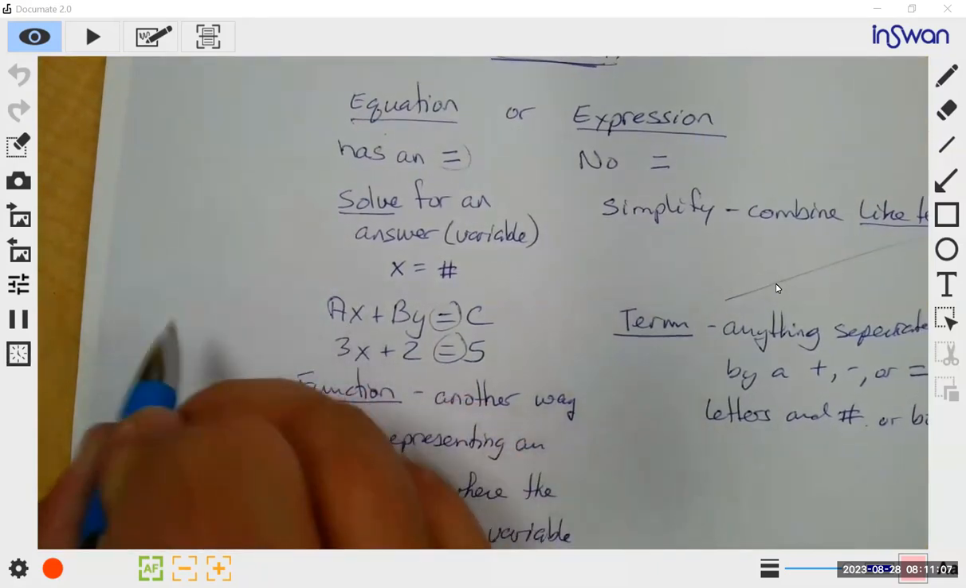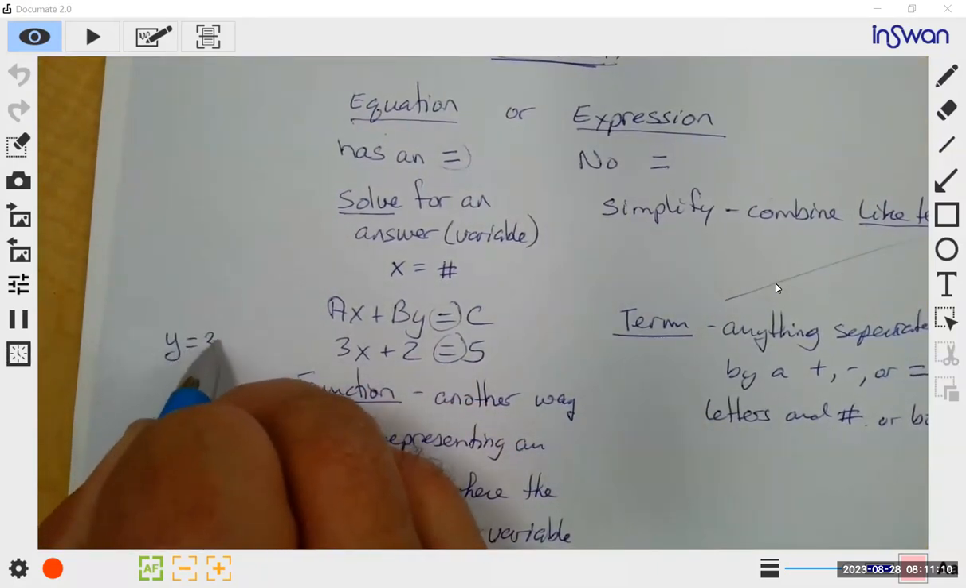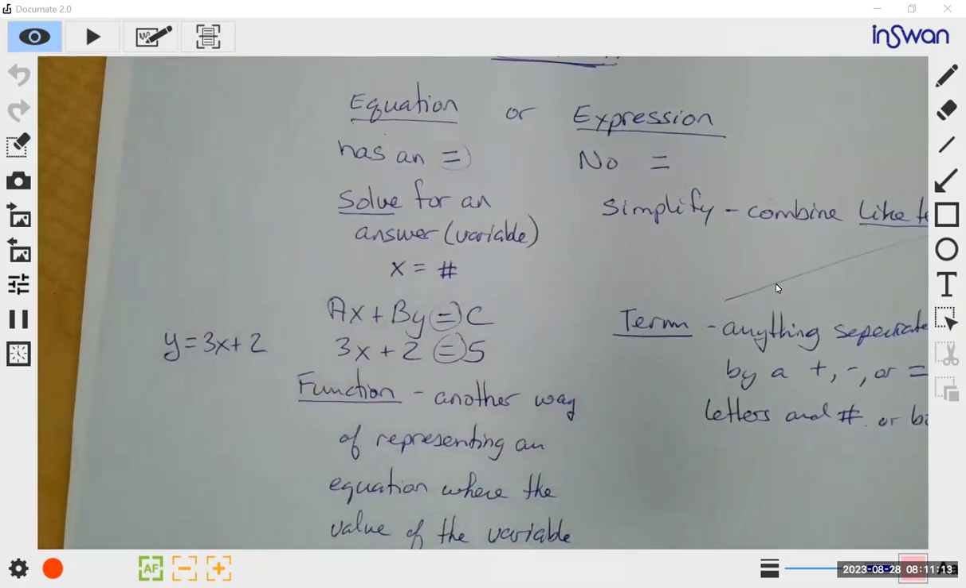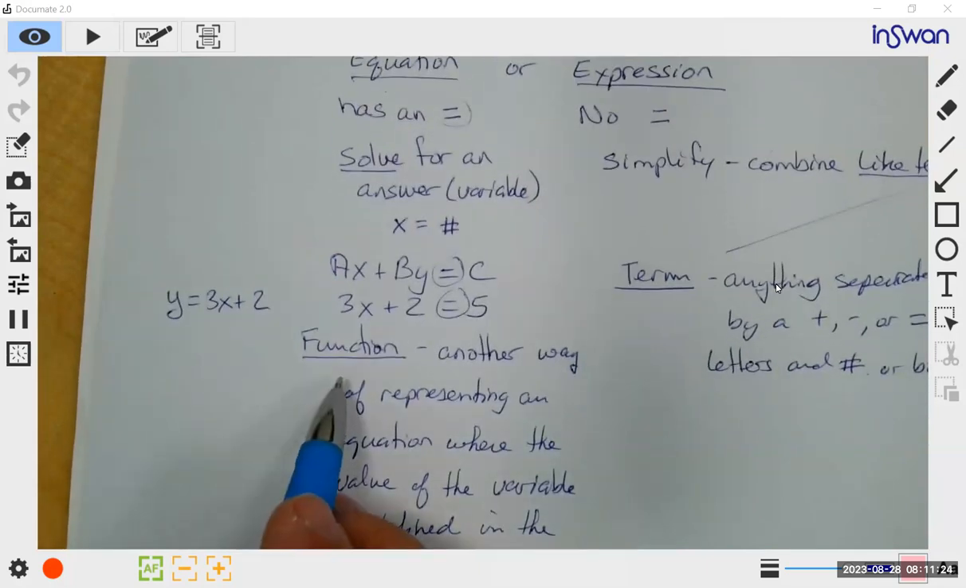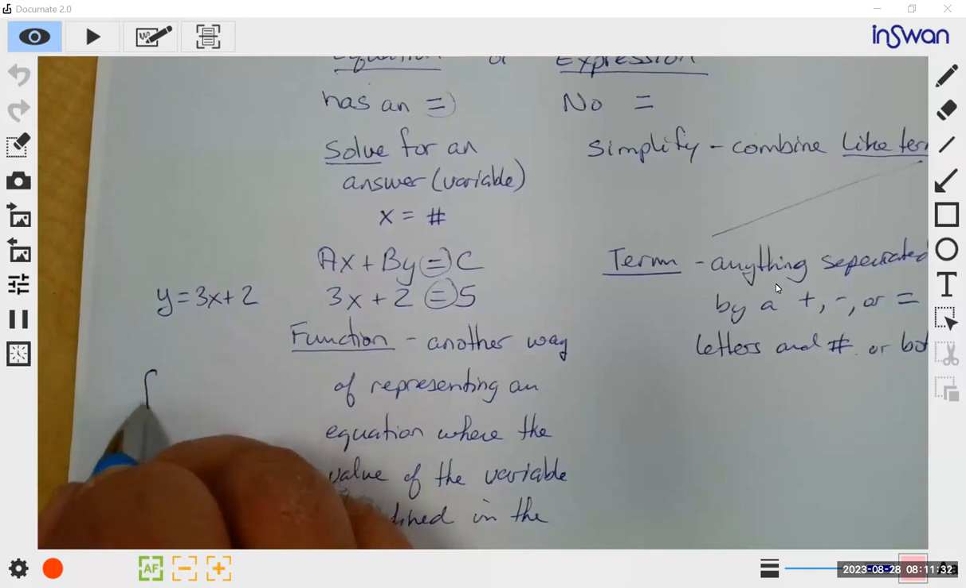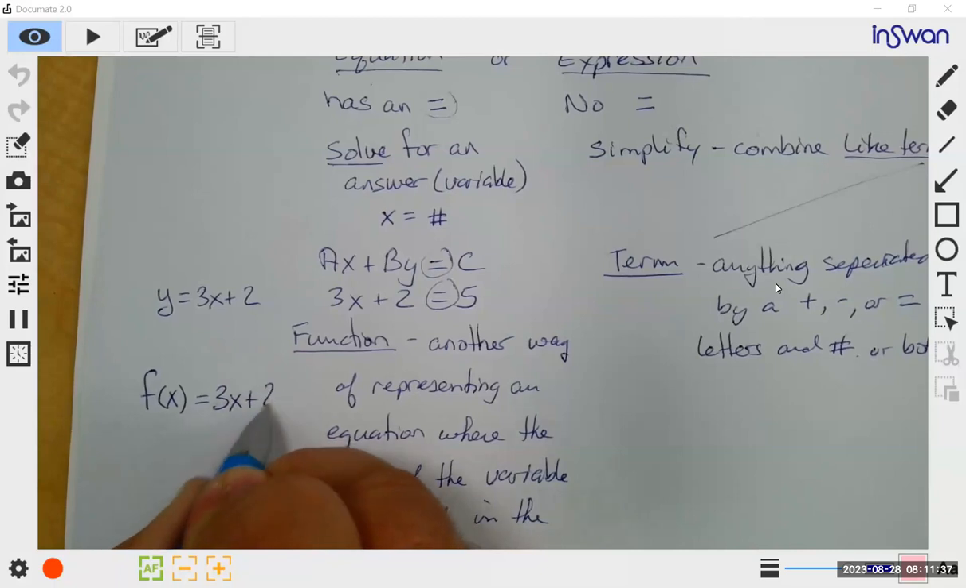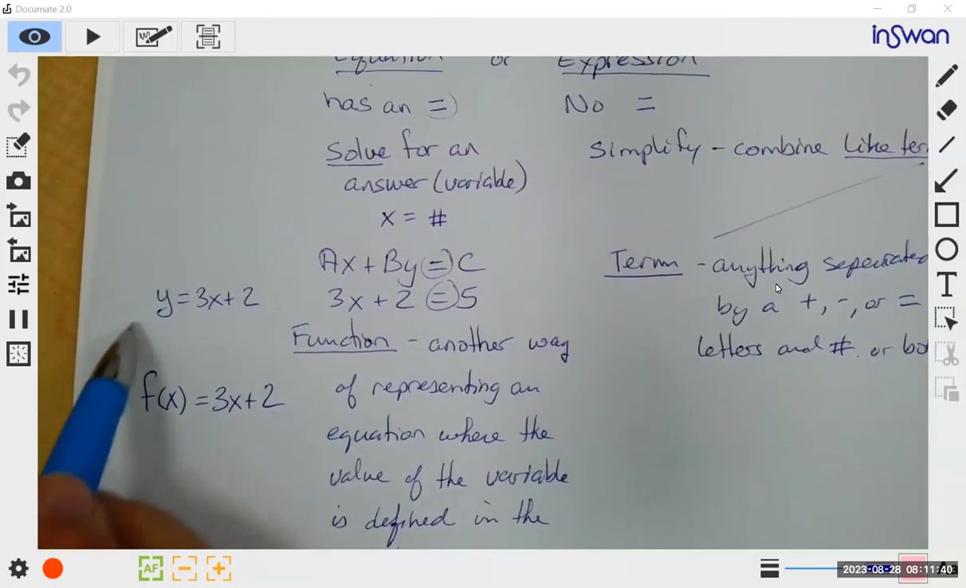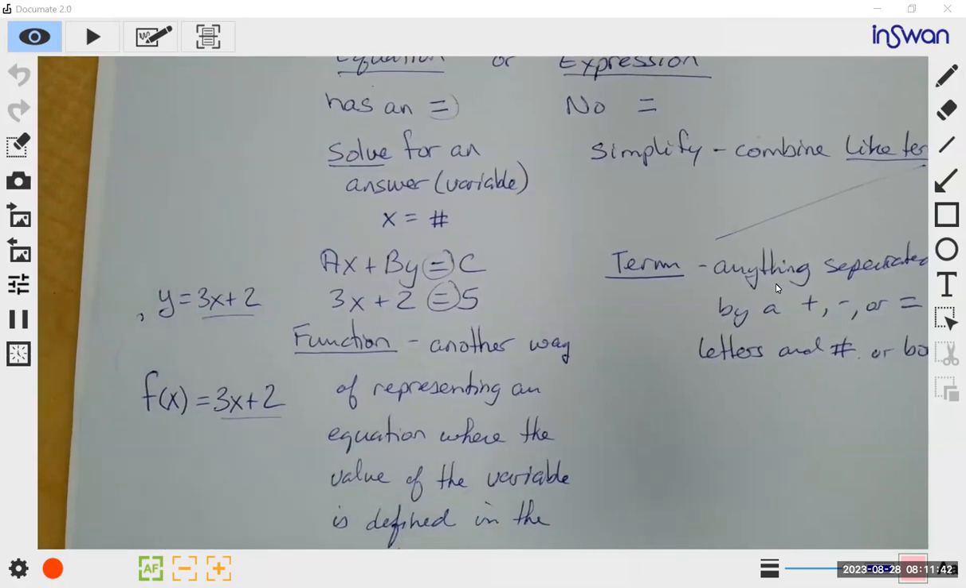Another way of writing an equation would be that. The difference between an equation and a function is, remember, in a function the variable is predefined. So in a function, it looks something like this. They're the same thing. They both have the same equation. The only thing different is this first part.